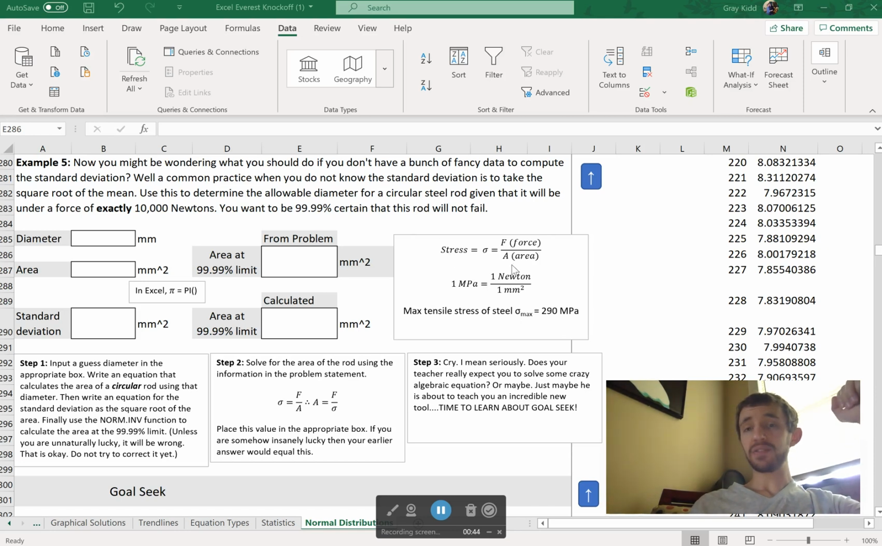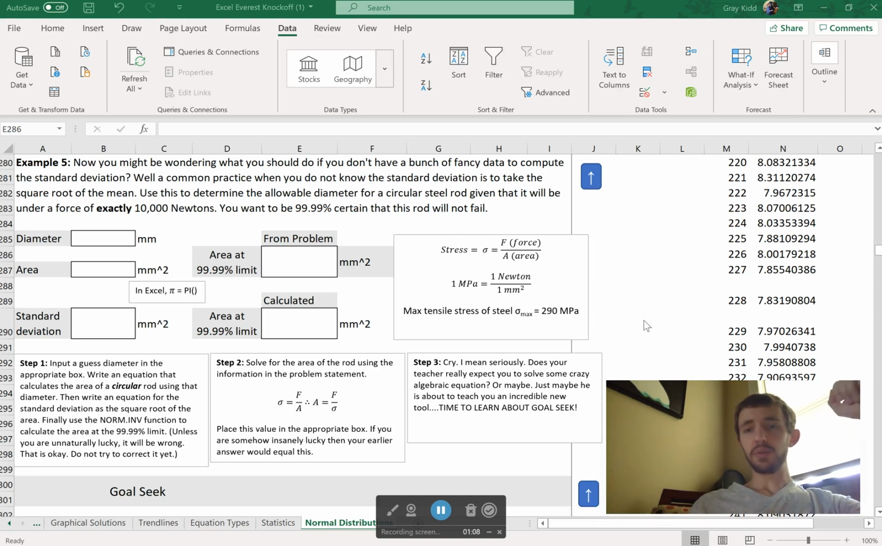Well, I gave it to you here. It's force over area. Now you know what that force is. It's 10,000 newtons. Now what is the area? Well, I tell you in this problem statement that it's a circular steel rod, and you have to figure out the diameter. Okay, so circle, I can figure out the area of a circle. So force, 10,000, area of a circle.